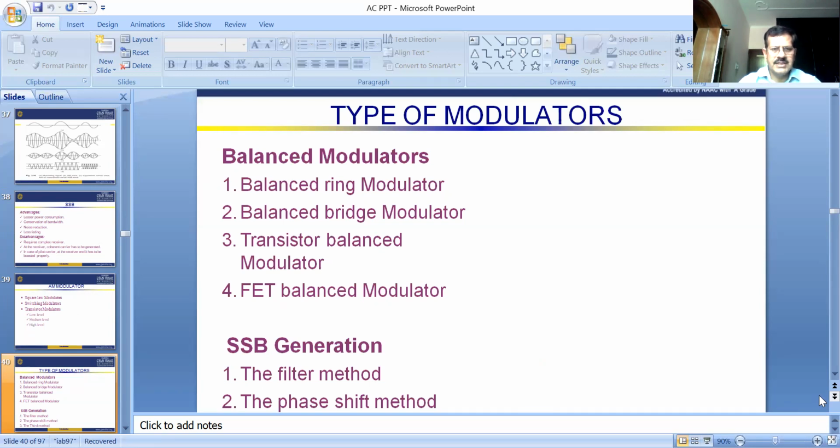Next one is SSB generation, single sideband generation. There are two types, the filter method and the phase shift method, which are generally used to generate the single sideband.